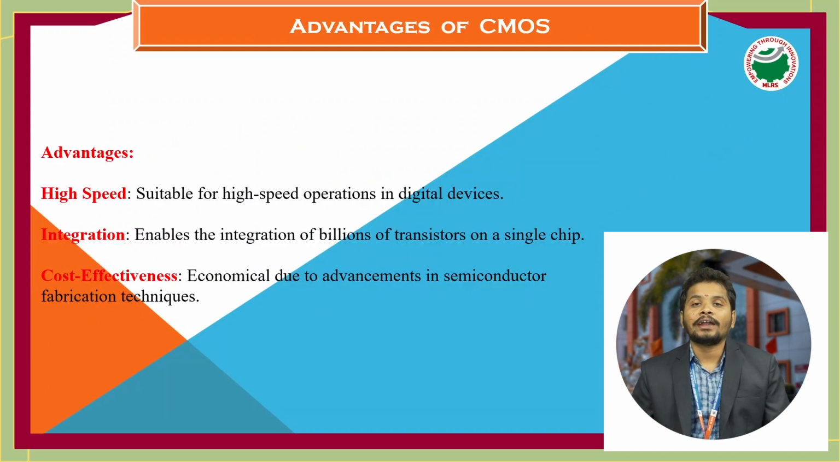Coming to the advantages of CMOS, why are we using CMOS? Because of its high speed, integration and cost effectiveness. By using this we can achieve circuits with high speed, and the integration of the circuit on a chip is much easier than with other FETs. It is also economically very low in cost compared to the other fabrication techniques.